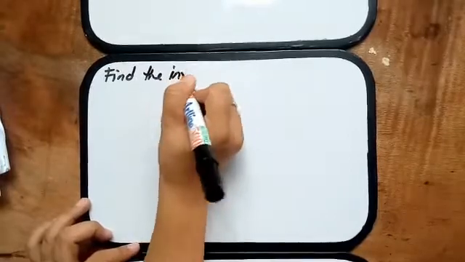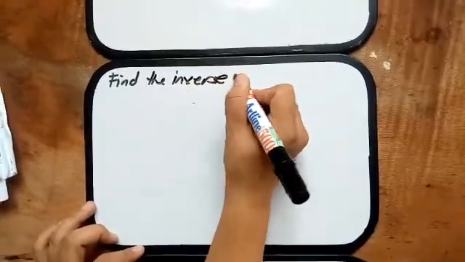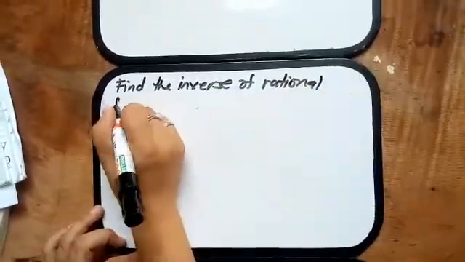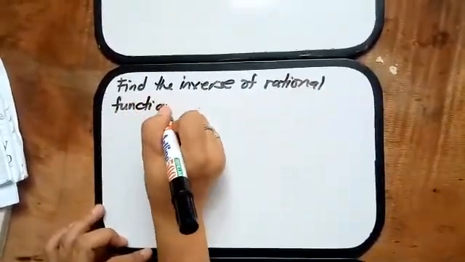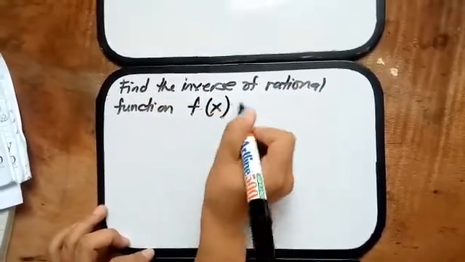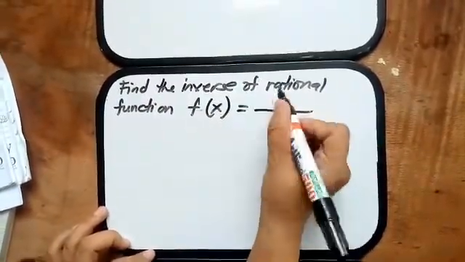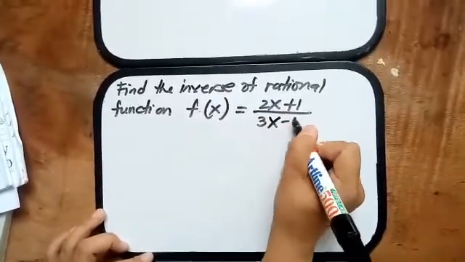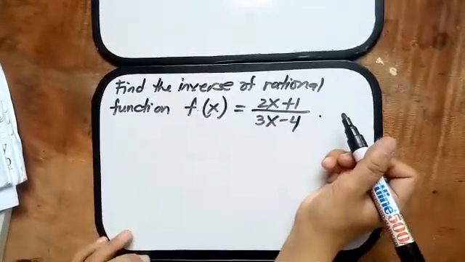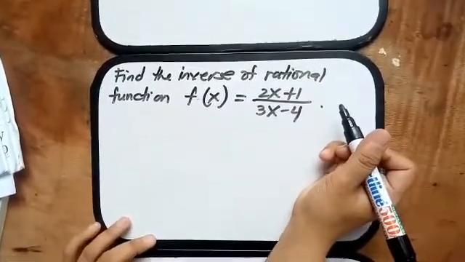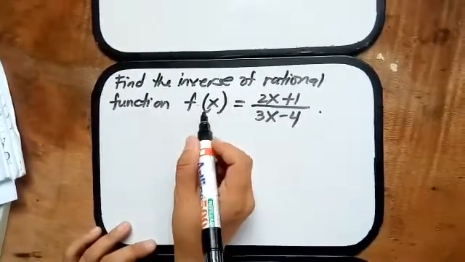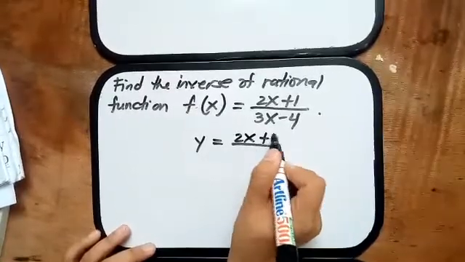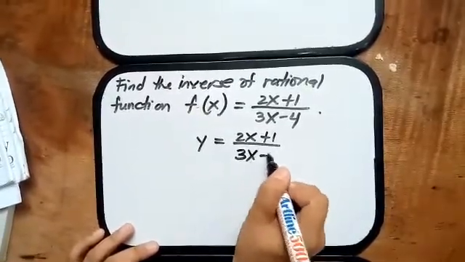So find the inverse of the rational function f of x is equal to 2x plus 1 all over 3x minus 4. So again, first step, write the function in the form y is equal to f of x. So this will become y equals 2x plus 1 over 3x minus 4.